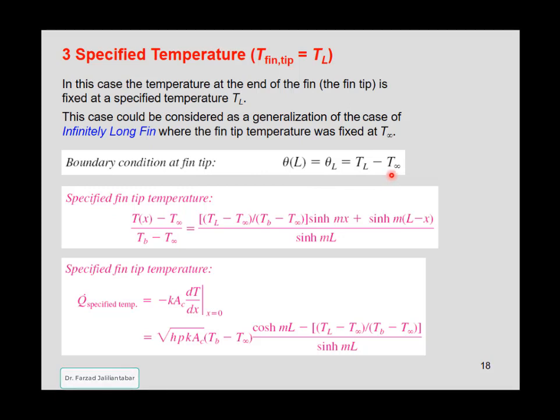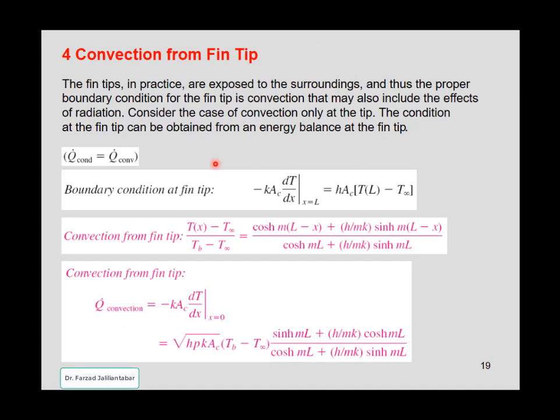So with this boundary condition, if we solve the general differential equation, we can find the equation for this specified fin tip temperature condition. According to this equation, we can find the rate of heat transfer when we have a specified temperature at the fin tips. The fourth boundary condition is the most realistic condition, where we assume that we have convection from the fin.